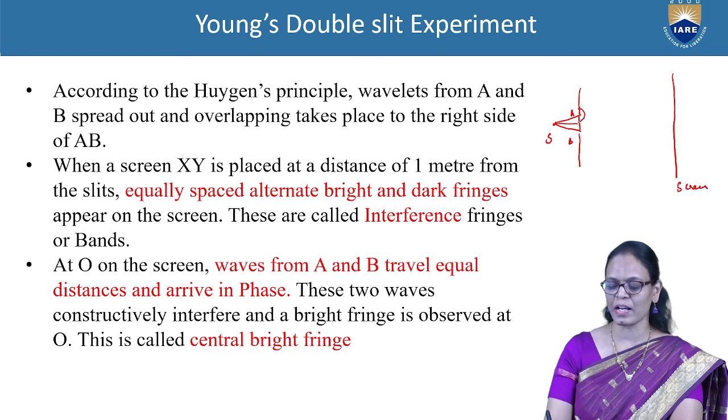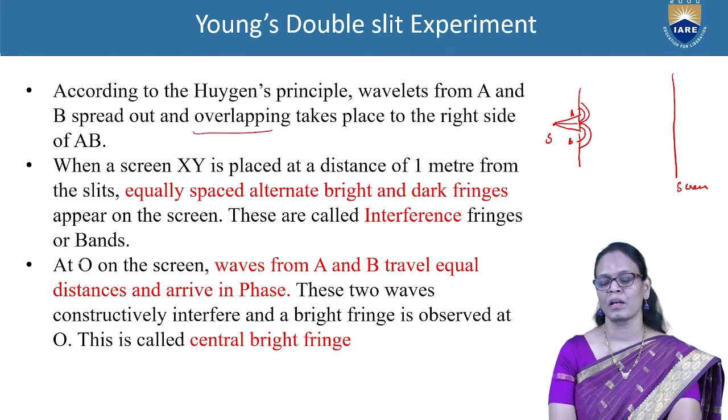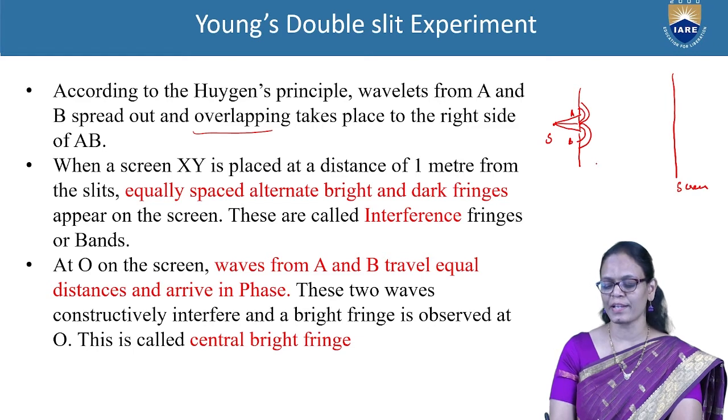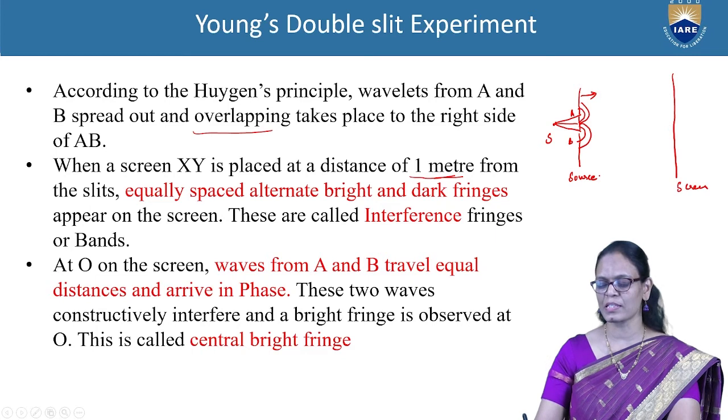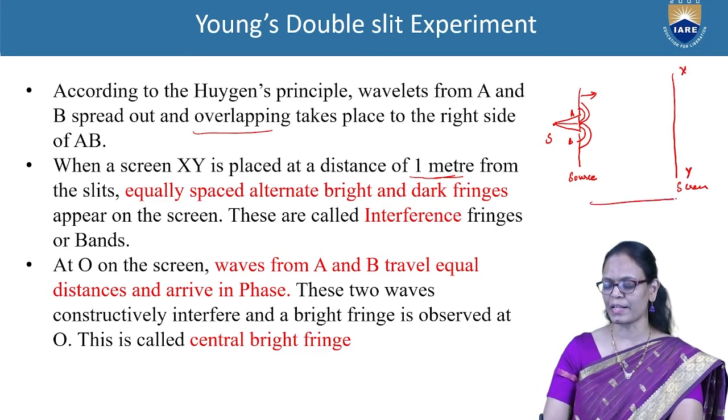So the wavelets that are coming from A and the wavelets that are coming from B, there is overlapping, on the right side. So this is the right side of AB. Now a screen XY is placed at a distance of 1 meter from the slits. This is the source, which we will also call the secondary source. This is the screen, named XY, placed at a distance of 1 meter from the source.